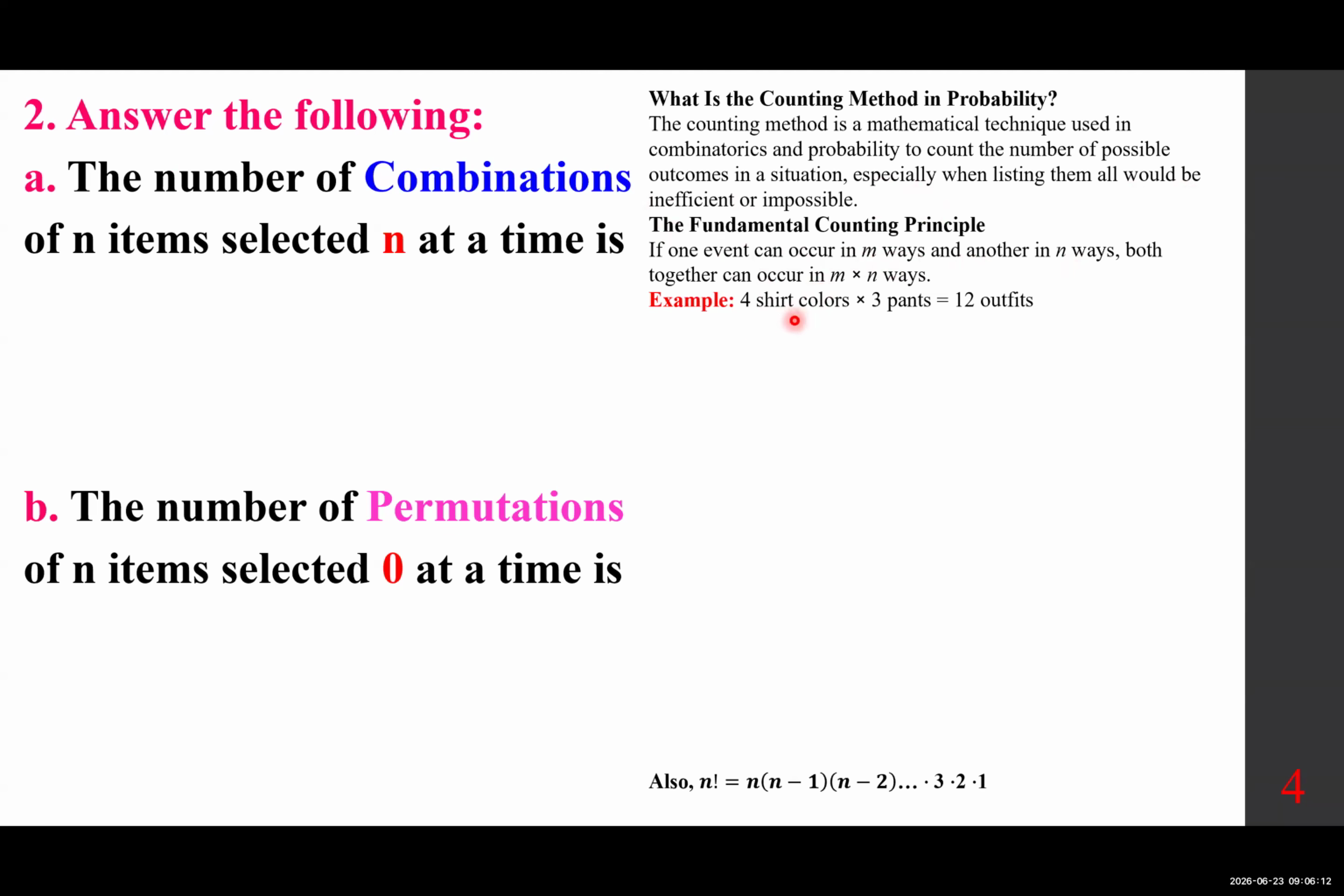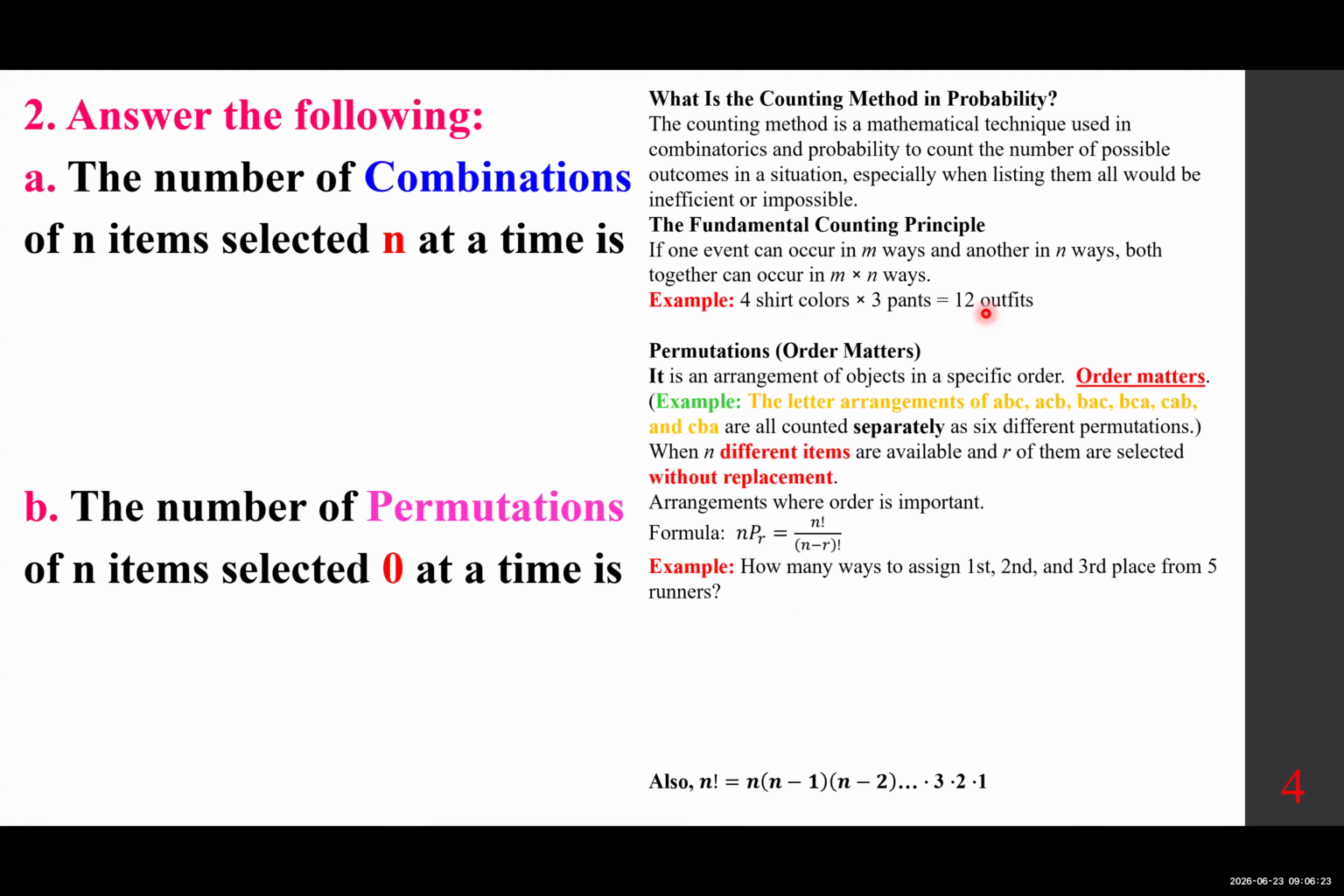For example, we have 4 shirt colors and 3 pants. Therefore, 4 times 3, and there is a possibility of having 12 outfits. Permutation, order matters. It is an arrangement of objects in a specific order. Examples: the letter arrangements ABC, ACB, BAC, BCA, CAB, and CBA are all counted separately if order matters, as 6 different permutations.